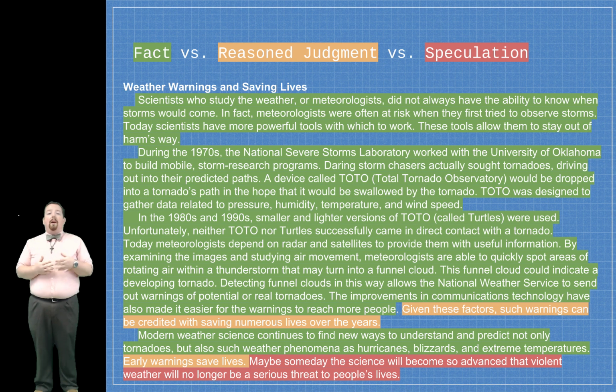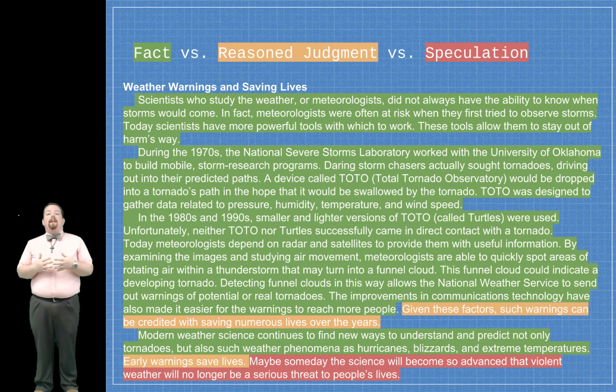So for example, in our article here, we have a whole bunch of facts about how scientists have studied weather over the years. And you notice there's a reasoned judgment there that says, given these factors, such warnings can be credited with saving numerous lives over the years. It doesn't mean they necessarily have data that says, yep, we've saved lives because we were able to detect a tornado, but it's a pretty good guess. And you can see from all of those facts that their ability to better detect inclement weather is probably pretty better for everybody.